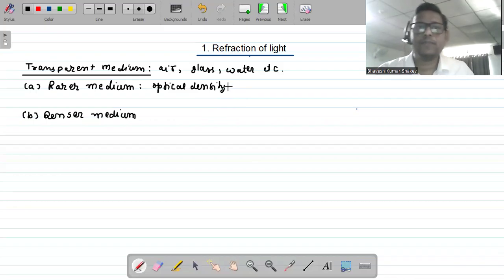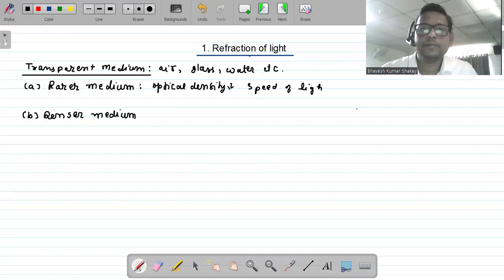So I can say if the optical density is more, then the speed of light will decrease, and if the optical density is less, as when the light ray travels from one medium to another medium and the optical density of a particular medium is less as compared to air, then the speed of light will be more.